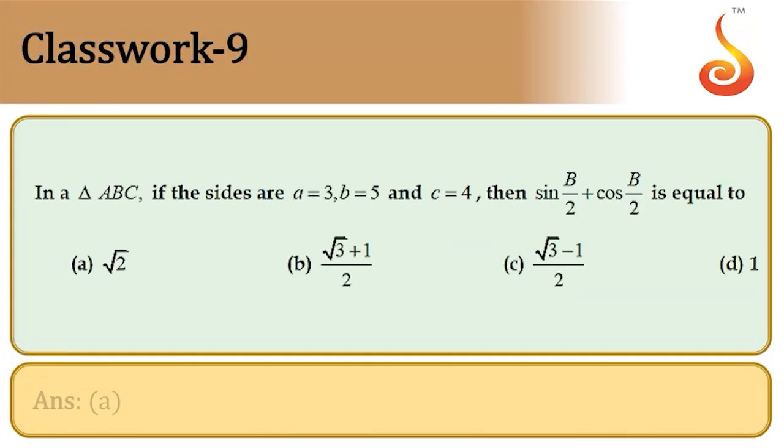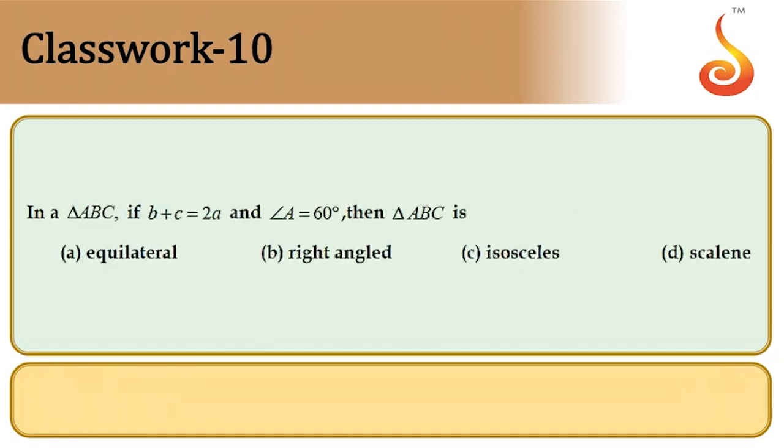Example 10. Option A is correct. In a triangle ABC, B plus C is equal to 2A, angle A equal to 60 degrees, then triangle ABC is given to you. So we know that B plus C equals 2A, angle A equal to 60 degrees. It means angle B plus angle C equals 120 degrees.